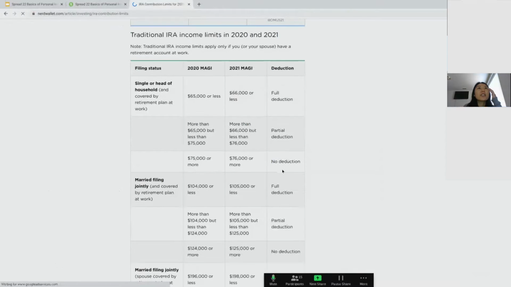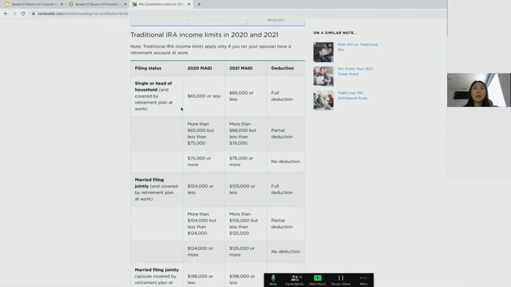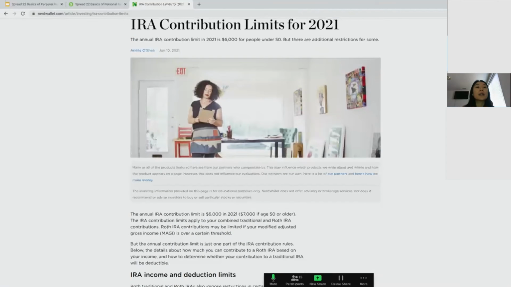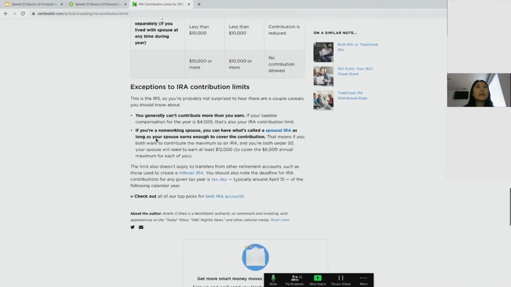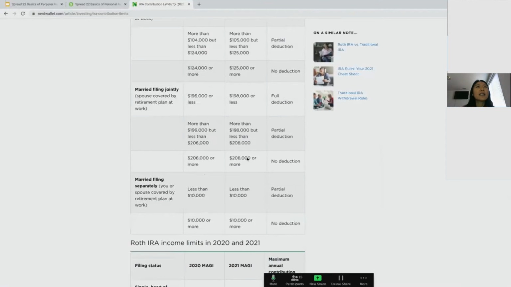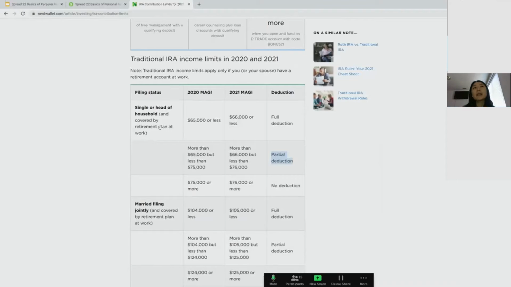Yeah, traditional IRA, right? This is your modified AGI. Basically it's your AGI, but you have to add back certain things because they don't consider those as deductible, or you have to consider them as income. So if you're single and you're covered by a retirement plan at work, if in 2021 you make less than 66K, you get the full deduction. But if you make more than 76K, you don't get anything. Between 66 and 76, you get a partial deduction. It's different if you weren't covered at work. They don't have it here, but if you weren't covered by a retirement plan at work, these ranges would be bigger. So it wouldn't be 66, it would be something bigger.